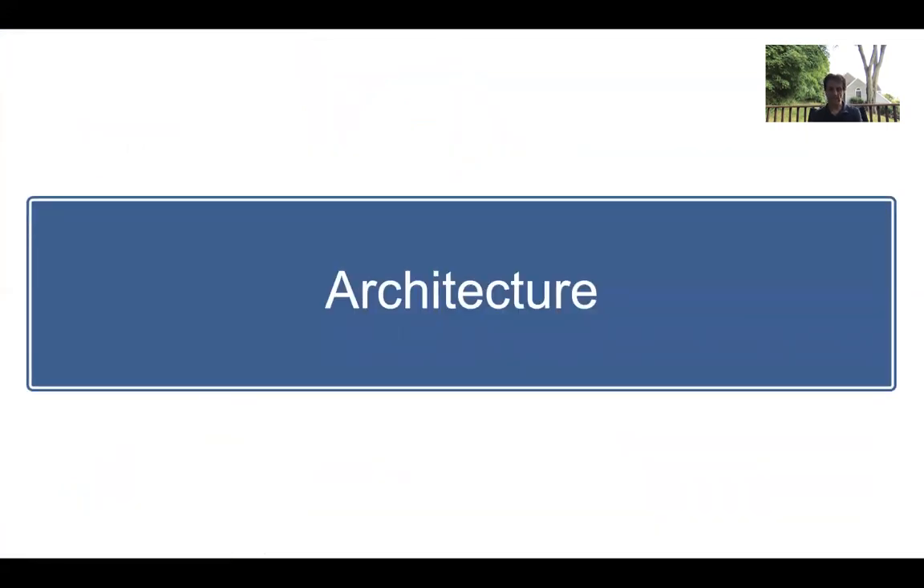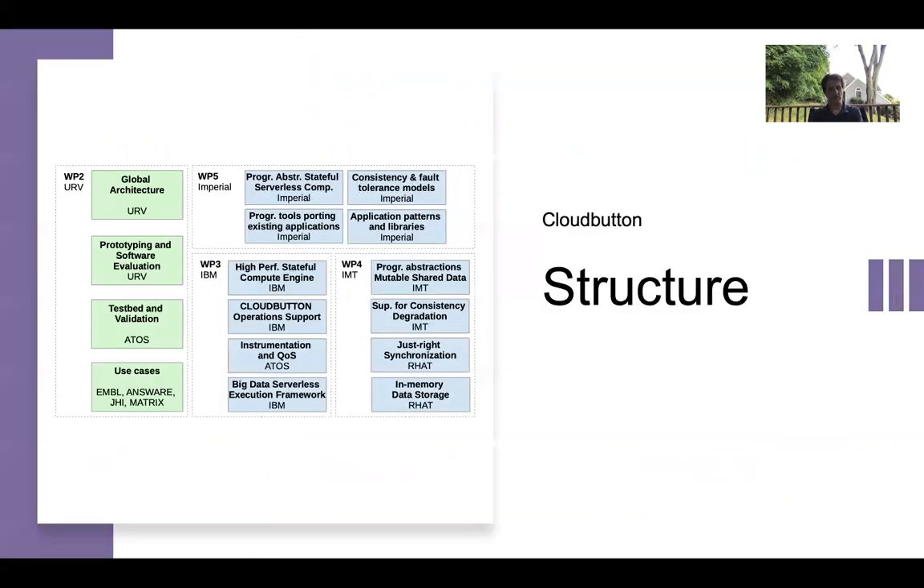Let's describe the architecture of the CloudButton project. This is the structure of the work packages. Work package 2 is transversal, where we have the global architecture, prototyping, the testbed of Atos, and the different use cases that I have already explained.